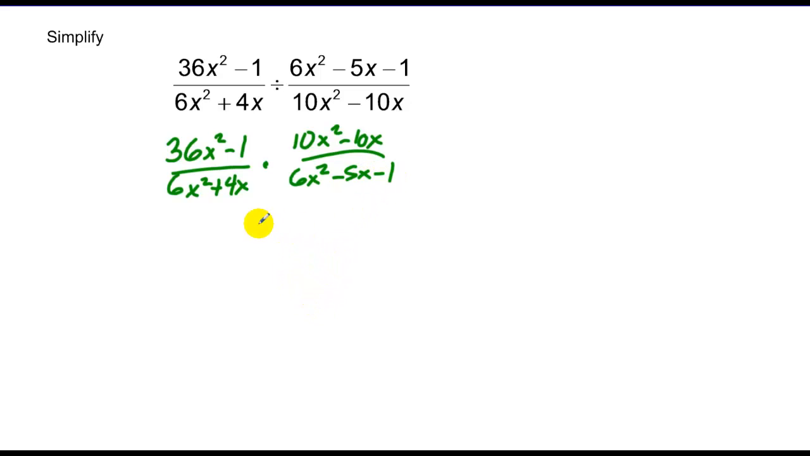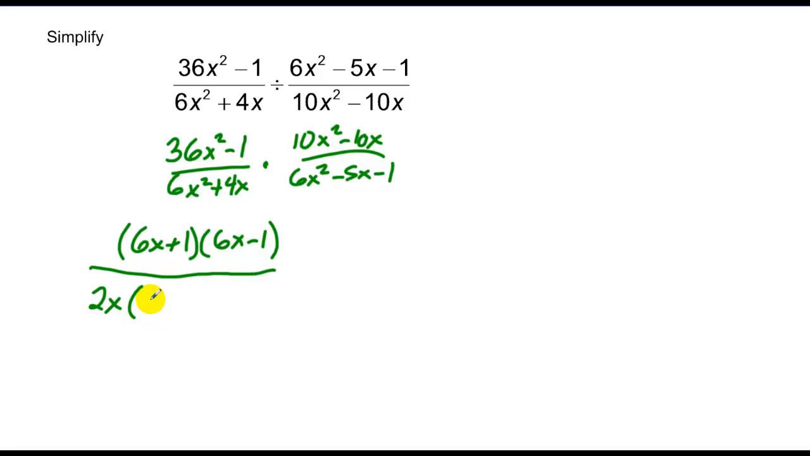And start factoring away, because I have no common factors, just a bunch of addition and subtractions. This is perfect squares, so I have 6x plus 1, 6x minus 1. Even though this has a squared term in it, I know I have a GCF of 2x, giving me a 3x and a 2. In this numerator, I have a GCF of 10x, which leaves me an x and a 1.